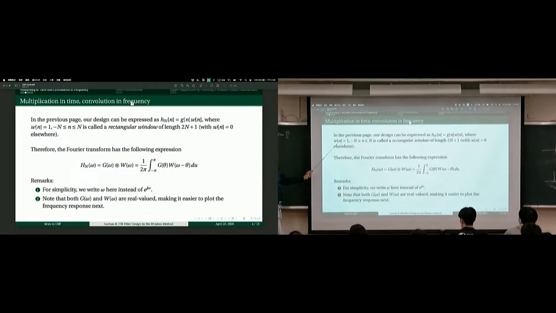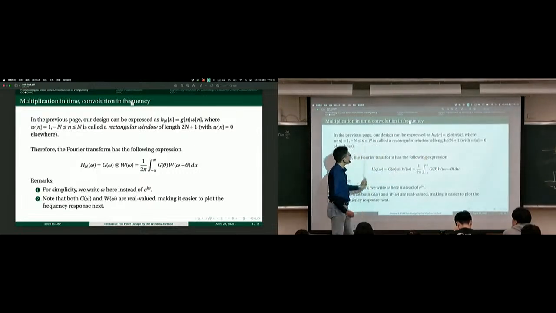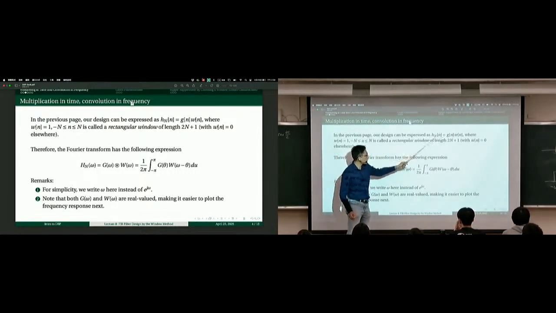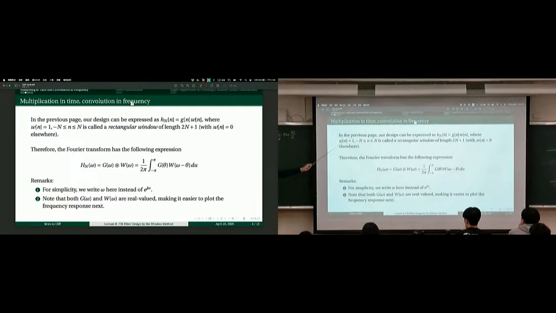And what's the window function? The window function is all 1 between minus n and n, and 0 elsewhere. This is the window function so that when you multiply your ideal response with it, the resulting design is truncation. Truncation means multiplying by 1 between minus n and plus n, and everywhere else is 0. So can we agree on that?